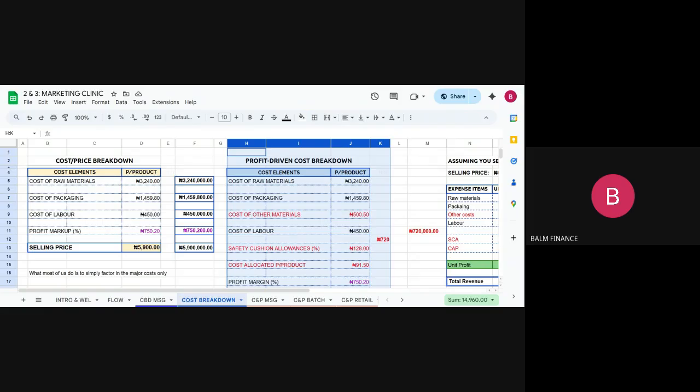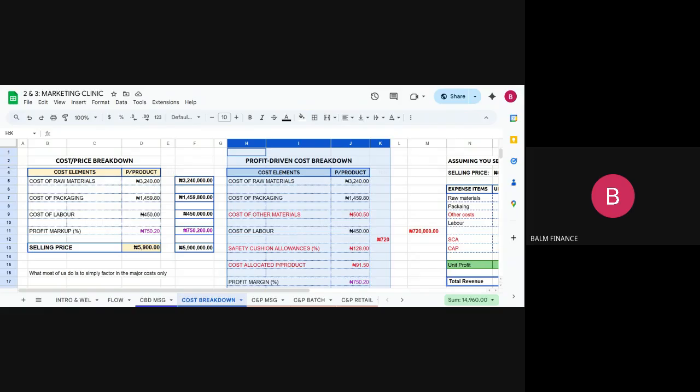Then you will see safety cushion allowance, the second cost, right? Safety cushion allowance takes care of those things that happen that we do not have control over. I'll give you an example. You are trying to measure raw materials and mistakenly it spills. That spill is a cost, because what you're going to do is take more raw materials and leave the one that has spilled. So who pays for that one that has spilled, right?